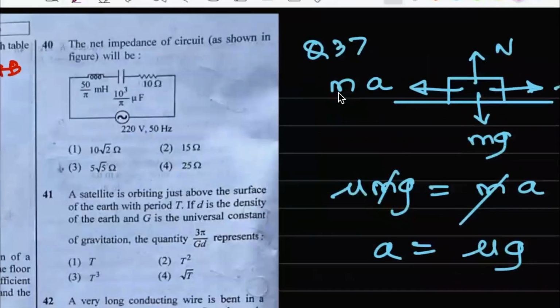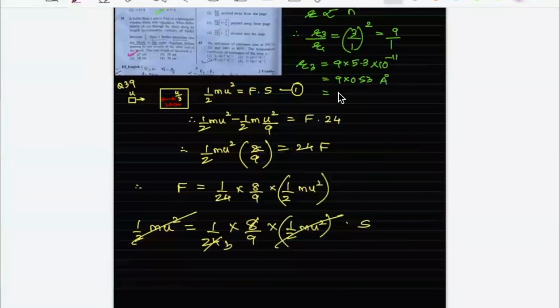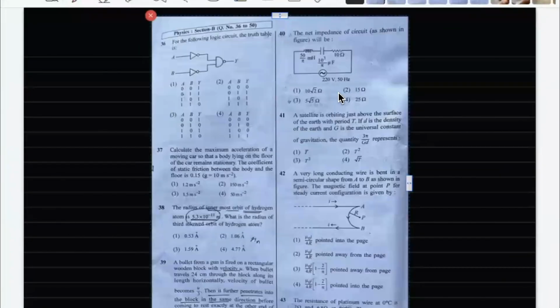Okay. Net impedance of the circuit shown in the figure will be what? 50 hertz is the frequency, and these two are given to me. So let's find out XL and XC first of all. So let's go to the next page.